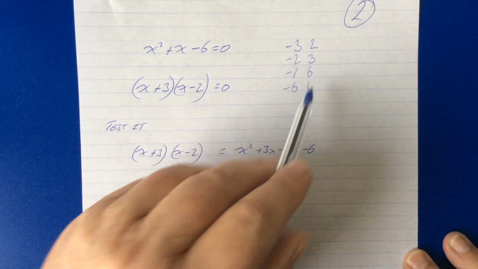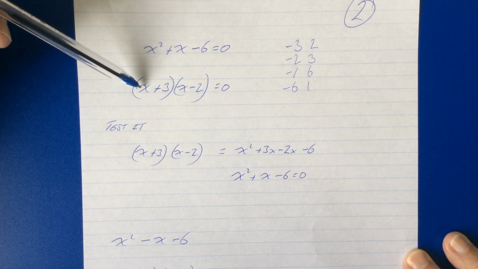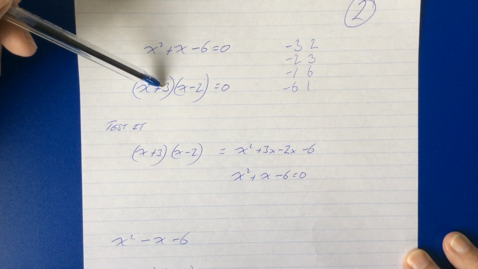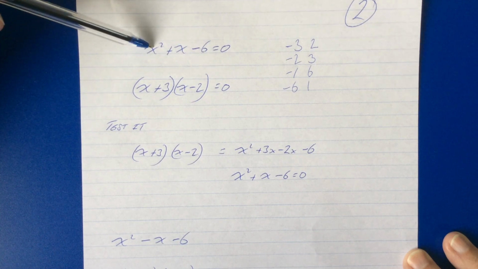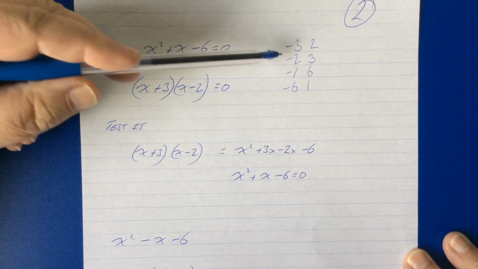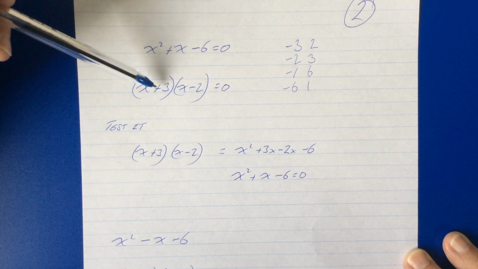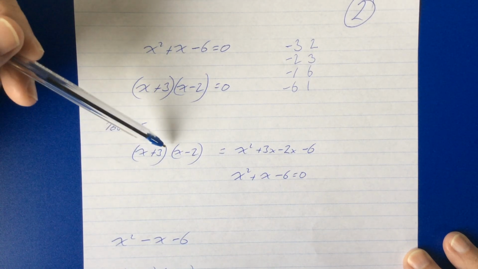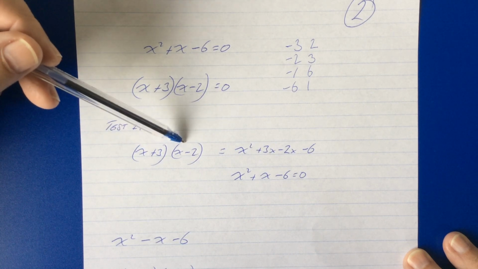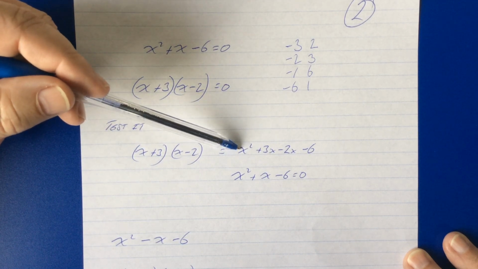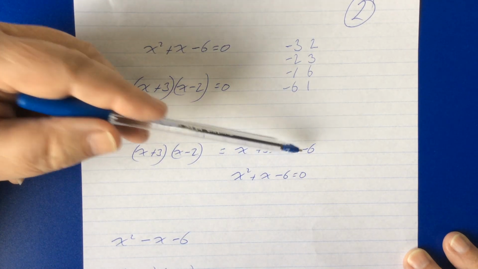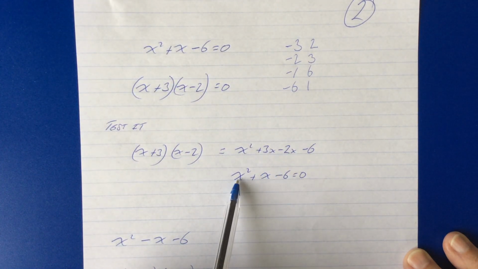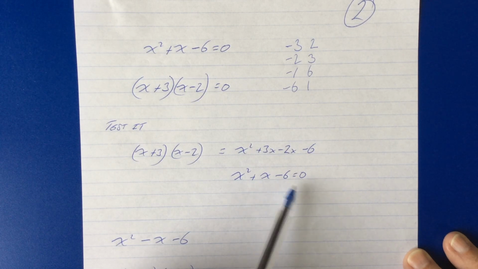It's this set here. And so x plus 3, x minus 2 is the factorized form of this. We take these factors and we pop them into these brackets. Again, testing it, when we multiply this out, we get x squared plus 3x minus 2x minus 6, which when we add together gives us x squared plus x minus 6.